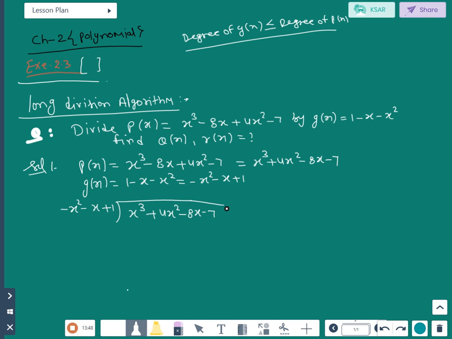Divide. Its first term is x cube. Dividend first term is x cube and divisor first term is minus x square. x power 3 minus 2, then minus x power 1. Sign negative downside. So here what will come? Minus x. Multiply, complete bracket, minus से multiply होगा तो क्या बनेगा? x cube. Minus x multiply minus x plus x square.